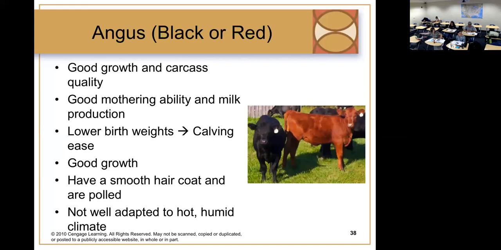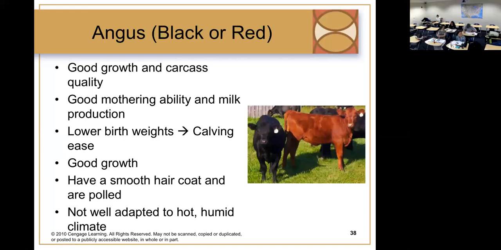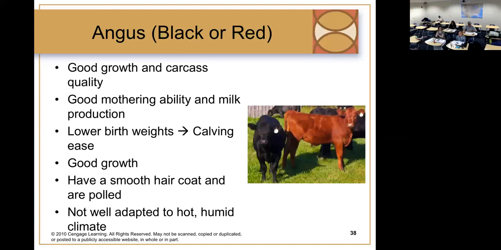Question? Oh, polled. Do you want to answer that or me? What polled means? Yes. Polled just means that they don't have horns. The poll is the part of the head where the horns grow out. So you poll the cow by getting rid of the horns. I'm glad I know that a poll was on a horse. Yes, that's where the horns grow out, and you can breed to have cows that don't have horns, to be polled, or you can actually poll them yourself with a saw.